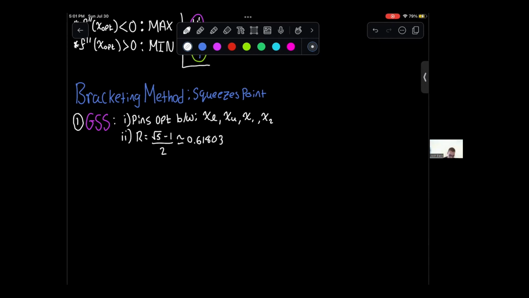Now, we use this golden ratio R to find a specific distance from the X lower and X upper point that is going to narrow down our search. So we call this D, R, the golden ratio, multiplied by X upper minus X lower. We use this D to find X1, which is X lower plus D, and X2, which is X upper minus D.